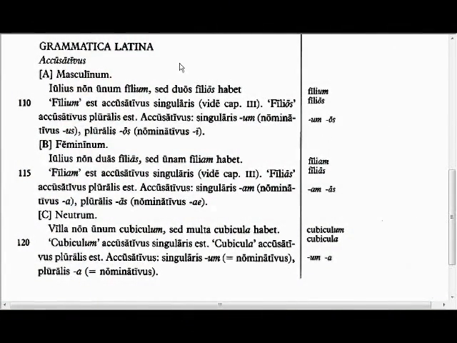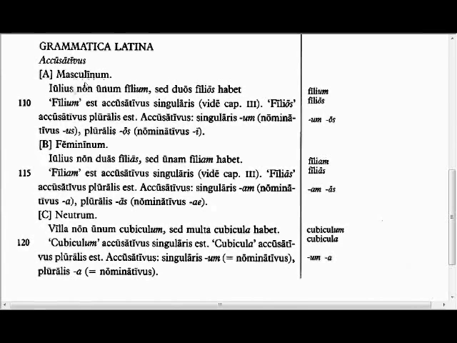This Grammatica covers a lot of material, so I'm just going to have time to translate this with you and point out a few features, and so you'll have to go back and maybe listen again and study this on your own. So we have the accusative case. What we're going to learn is the accusative singular and plural endings for the masculine, feminine, and neuter nouns.